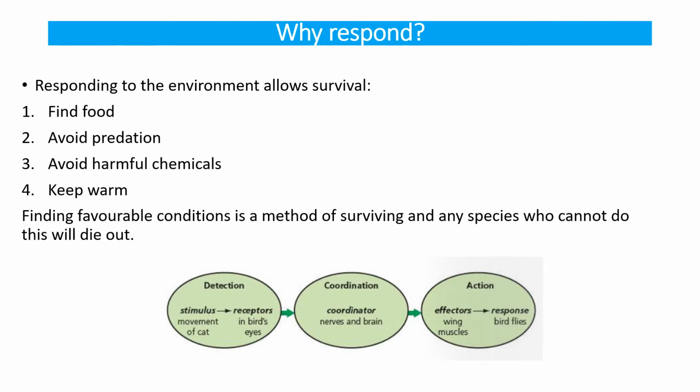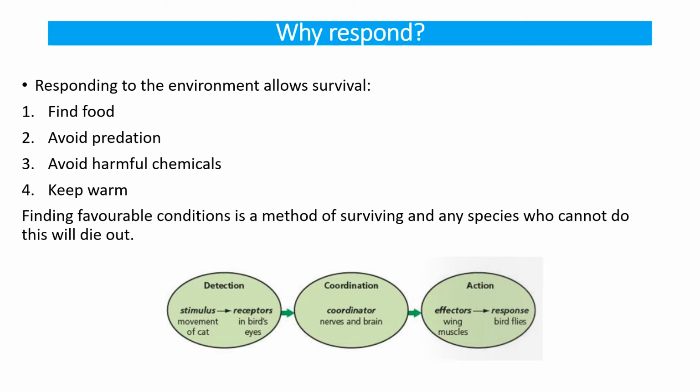Well, one, it allows you to find food. So if you find the food, you can respond to it. One, it avoids predation. One, it avoids harmful chemicals. It can help you keep warm by detecting the cold and responding to it. And basically, it helps us find favourable conditions. And this is a good method of survival for any species, because if you can't do this, you will die out. And effectively, there's 3 steps to it.